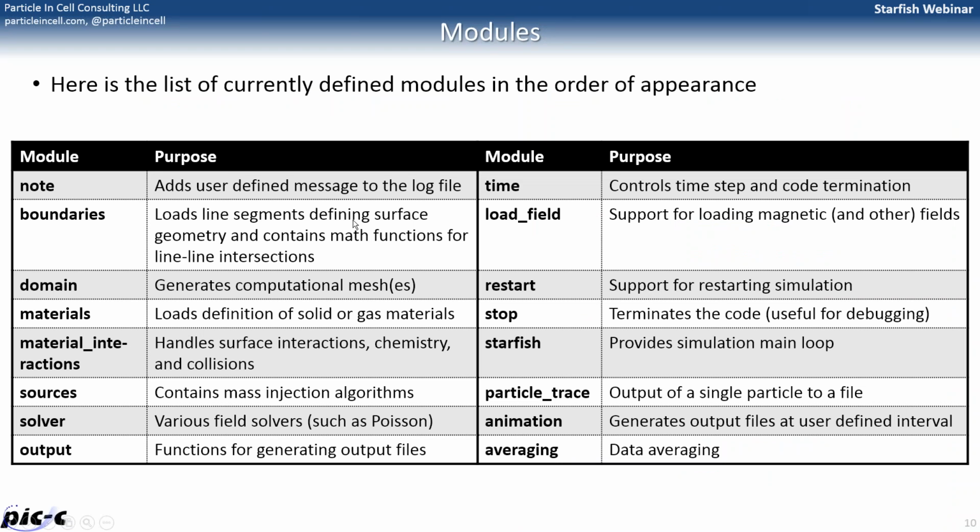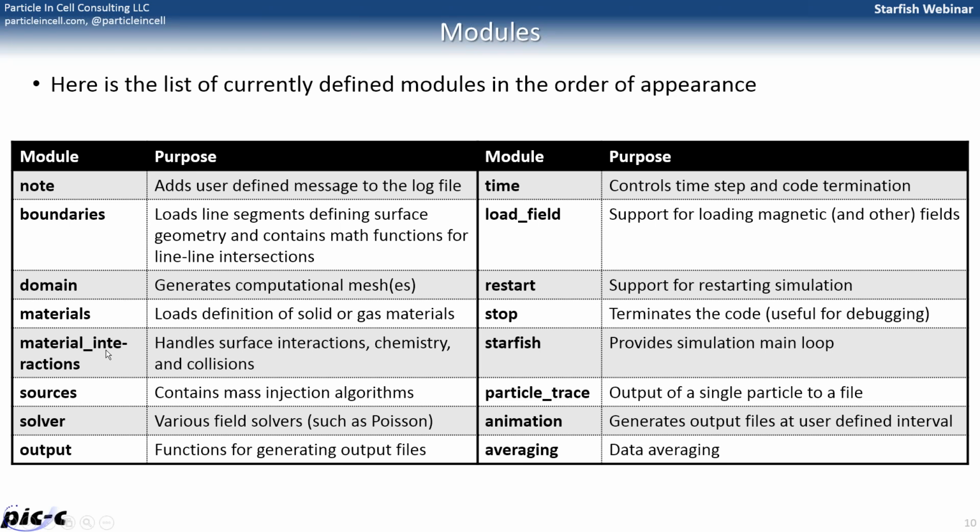Now here's a quick overview of some of these different modules. I'm going to go through this really quickly. So node is a really simple one. It just simply writes some message to the log file, and it's maybe a good example, and we actually see this in detail on the next slide. Boundaries is how we specify the line segments that define the surface geometry. Since Starfish is a 2D code, our surface is defined by lines or by some cubic splines. Domain is what generates the computational mesh or meshes. Okay, we can have multiple meshes, although the functionality is a little bit broken at this point, but will be fixed soon. Materials is how we load definitions of different solid or gas or fluid materials.